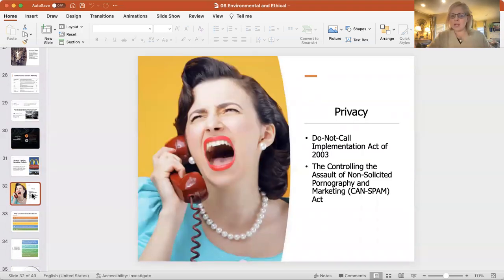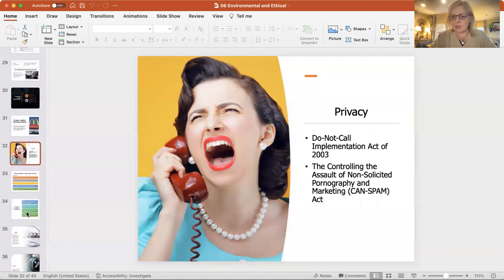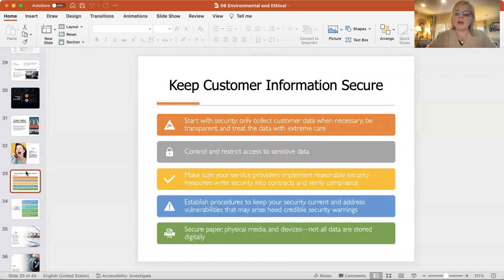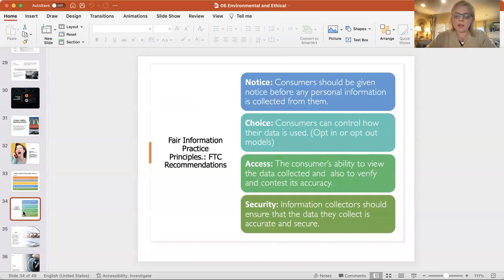Privacy. Do not call. CAN-SPAM. These are all laws that govern marketers. You can't just do unsolicited communication and email and calling to customers and potential customers. We need to be able to understand as ethical marketers how we're going to keep that customer information secure. There's a number of different ways that we do that. We need to restrict the access to sensitive data. We have to have the right protocols and IT processes in place. We need to be secure with our physical assets, and not all the data is going to be stored digitally. The Fair Information Practice Act, okay, the FTC.